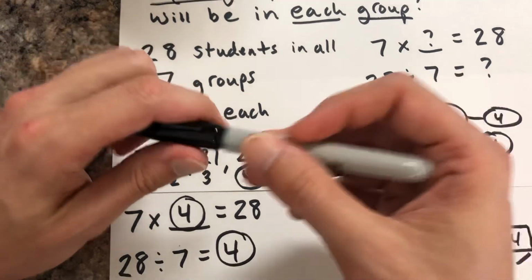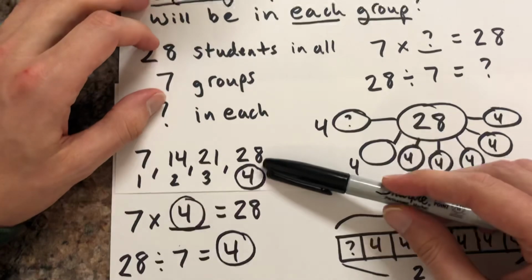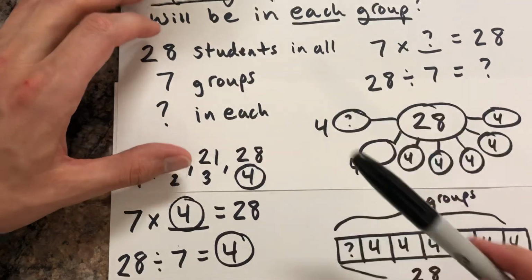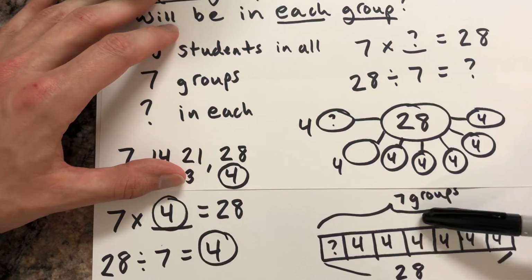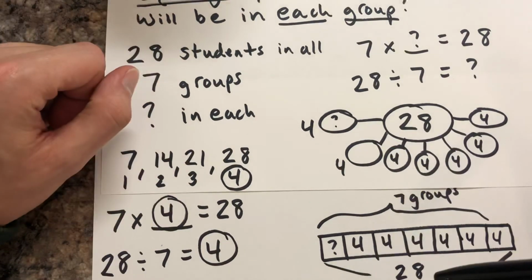All right. So that's how you use skip counting as a strategy to solve multiplication and division problems. And then we got our pictures right here that also match the word problem as well.